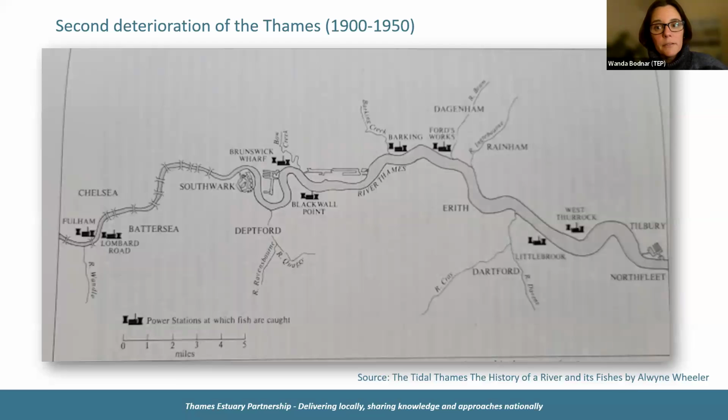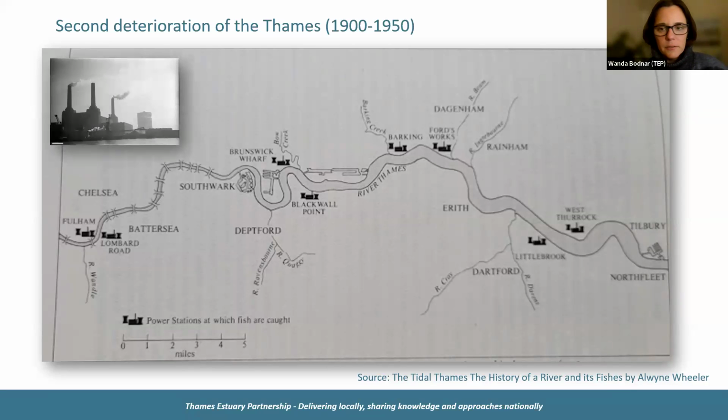One of the main sources of this rise in water temperatures were the power stations. When power stations function, they would take on water to cool their equipment, and the heavily heated water would then be discharged back into the Thames.